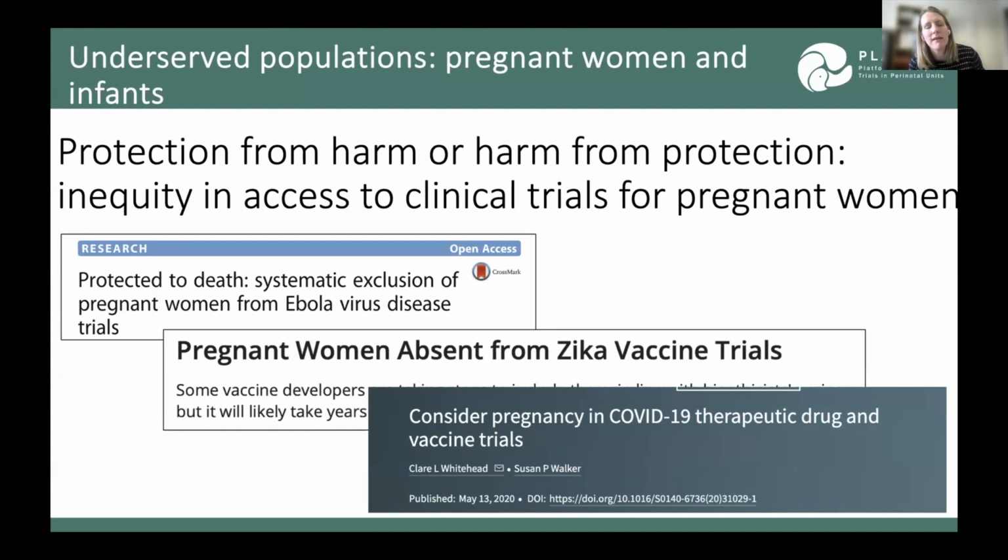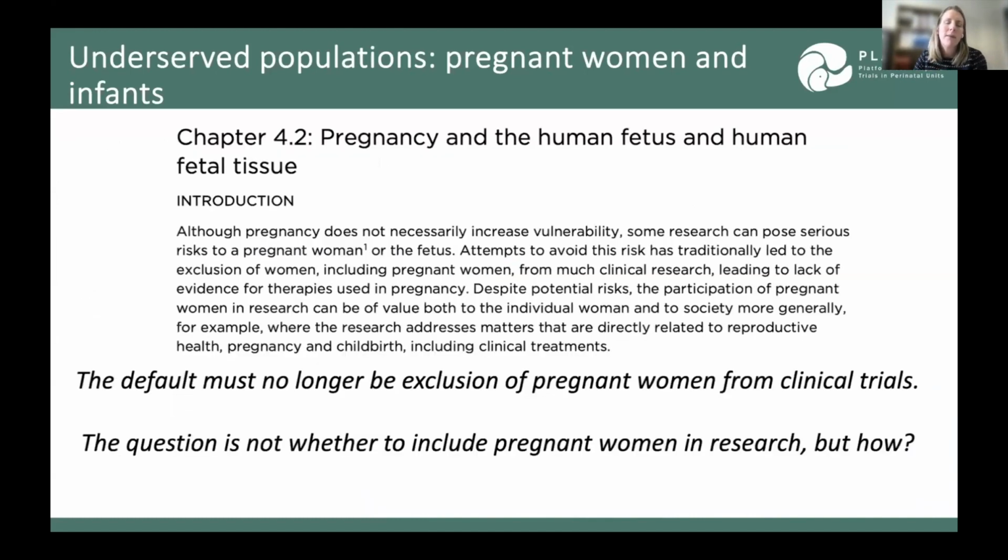And this has gone on for many years. This wasn't new to COVID. We've done it with Ebola. We've done it with Zika. We've done it with many, many other diseases that we look after patients with in the clinic. So we do just have to be careful about how we judge risk in pregnancy.